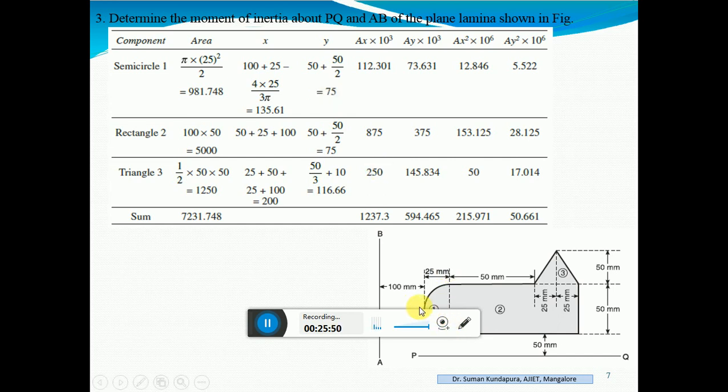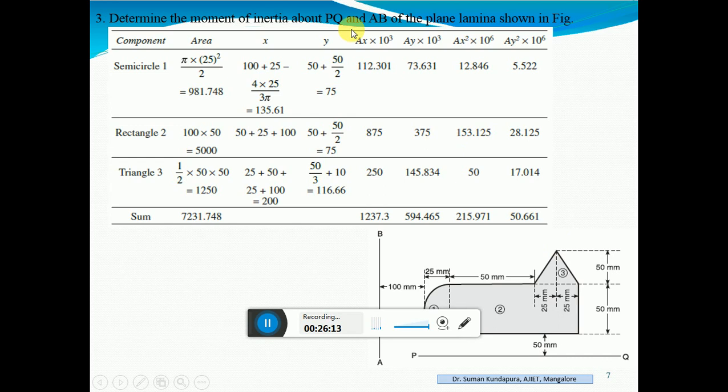Semicircle, CG will be lying in the middle. What is the radius? 25. So this side also 25 plus 50 is nothing but 75. Rectangle, CG will be somewhere in the middle. So it is 50 by 2. 25 plus 50 is 75 for rectangle.